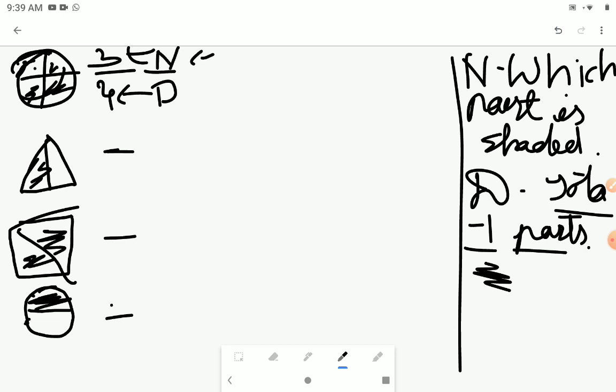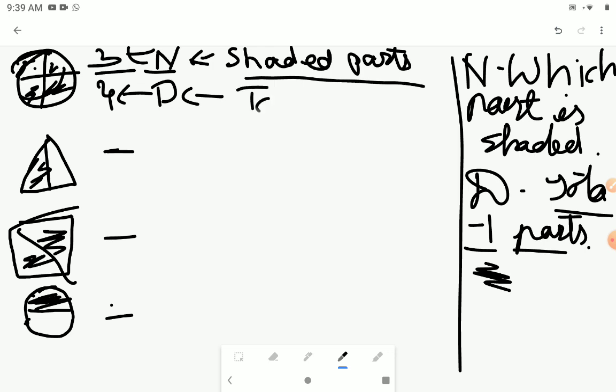Now numerator means shaded parts and denominator means total parts. Okay, you can do it now.